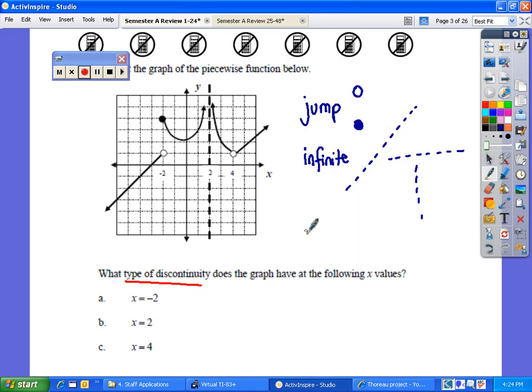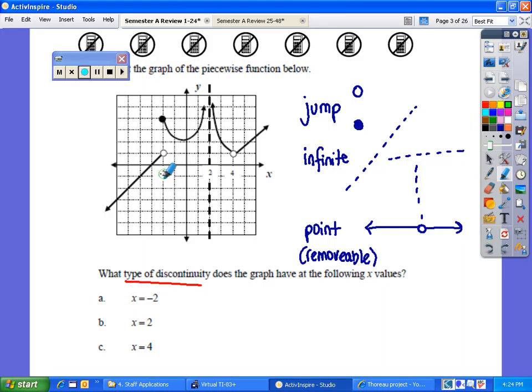And then the last one is called point, or sometimes they call it removable. I don't know if I'm spelling that right, but removable or point. And that's when you have a graph and the whole graph is flowing, except there's just one little point where there's a hole. And that's called point discontinuity. All right, so we're going to look at each of these parts separately.